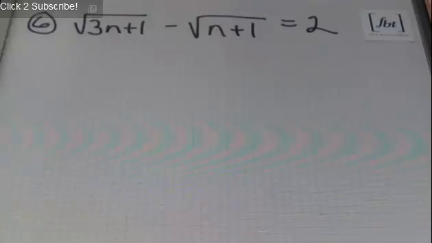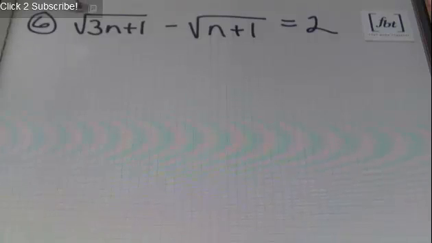Problem number 6, we have the square root of 3n plus 1 minus the square root of n plus 1 equals 2. Remember, your first objective is to isolate one of the radicals, all right? So isolate the radical sign. But since we have 2, you can just focus on isolating 1. Usually I isolate the radical that looks the scariest.